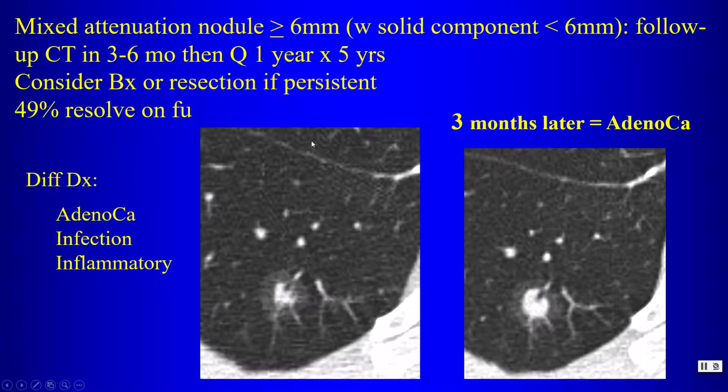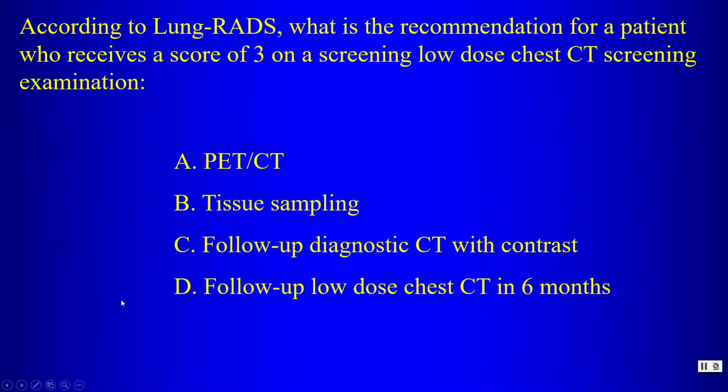So for mixed attenuation nodules, if they have a solid component less than 6 millimeters, we want to do follow-up at 3 to 6 months, and then follow up to 5 years. And if it remains persistent or enlarges, then we want to consider biopsy. Here the differential diagnosis is adenocarcinoma, infection, or inflammatory lesions. Here we have a lesion where the solid component got larger 3 months later. So here you need a high suspicion for malignancy, and this was adenocarcinoma.